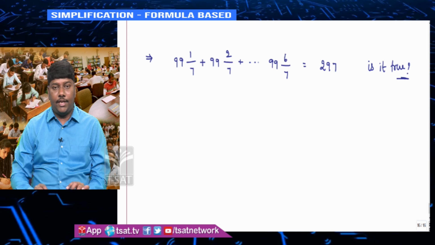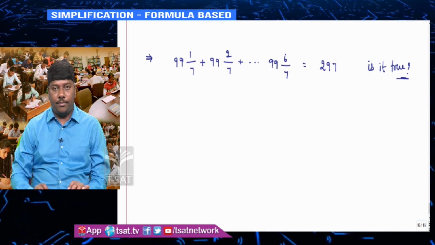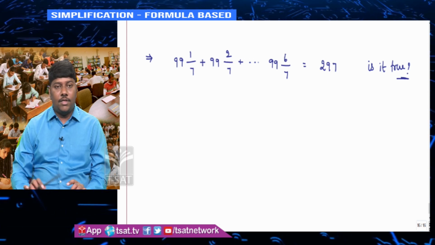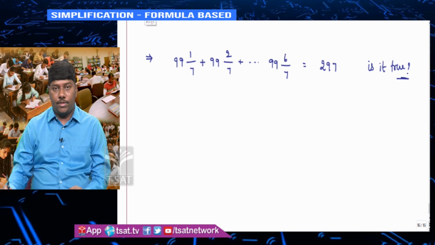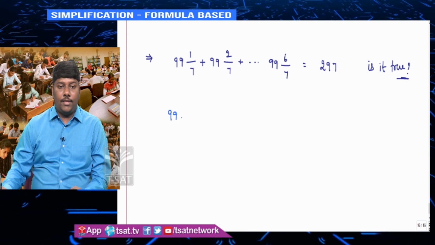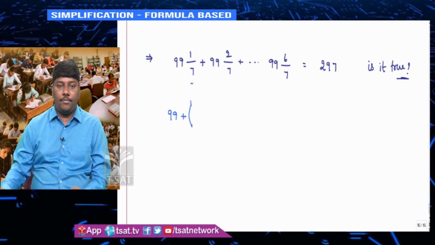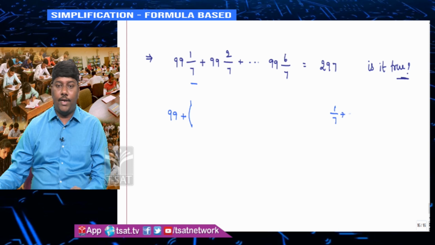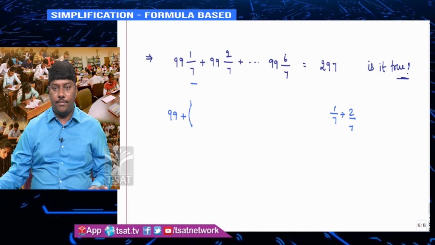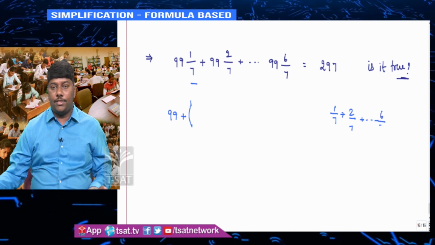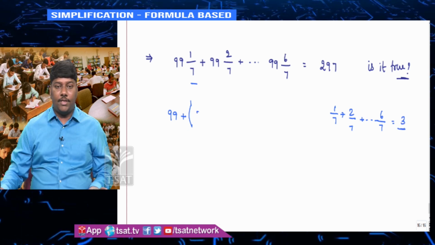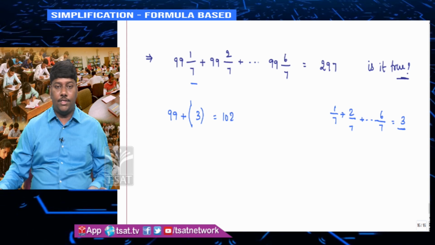99 1 by 7 plus 99 2 by 7 plus so on 99 6 by 7. So if you don't know how to actually write down these fractions, you may easily get confused. So what are the different ways that you actually do? See, some of you can do just simply common 99, then after you do plus, then you add all of them. First, what is 1 by 7 plus 2 by 7 plus so on up to 6 by 7. In the numerator you are going to get 1 to 6 is 21, 21 by 7 that is 3. So you are going to do 99 plus 3, which is equal to 102, but this is wrong.